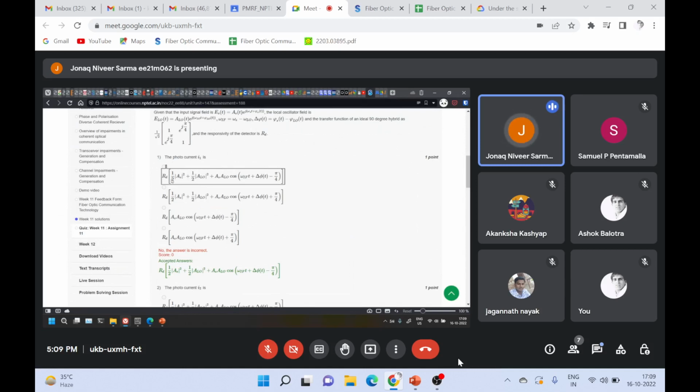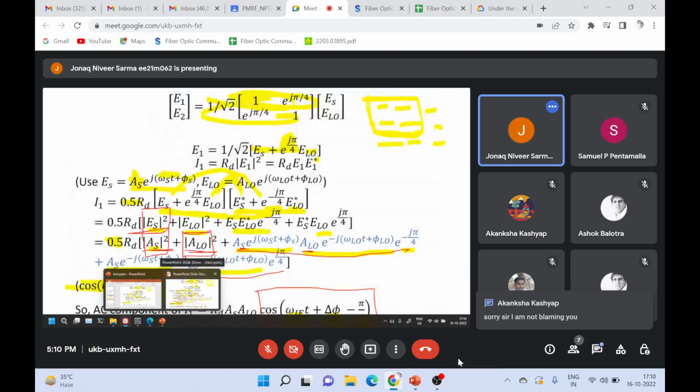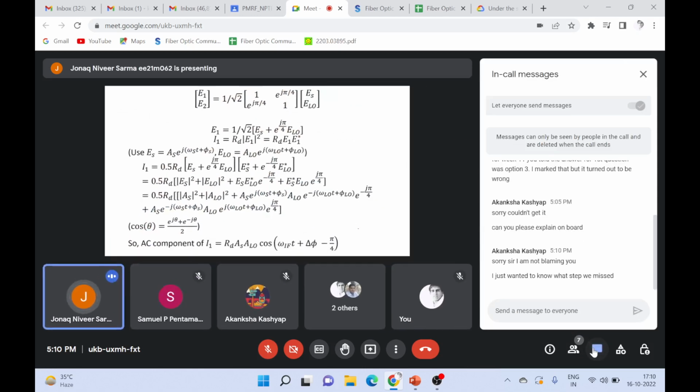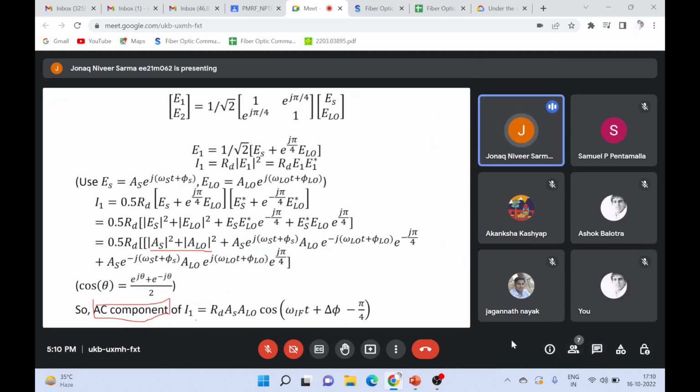So I don't know if I should take the responsibility that you made the mistake because of me. But it is clearly asking for the I1 photocurrent. I mean, that was a mistake from my side. It was a cleaner version of the same thing. Again, these terms are ignored. So I only said this AC component of I1. What was asked was entirety of I1.